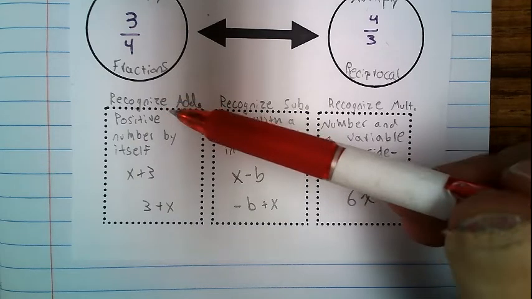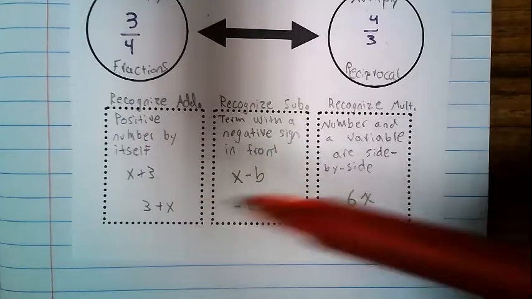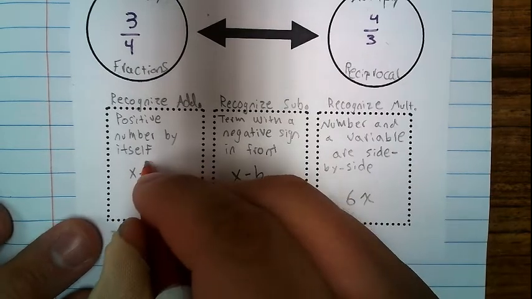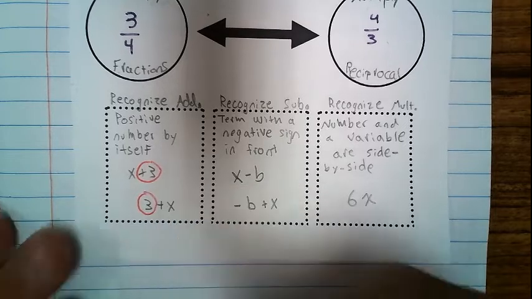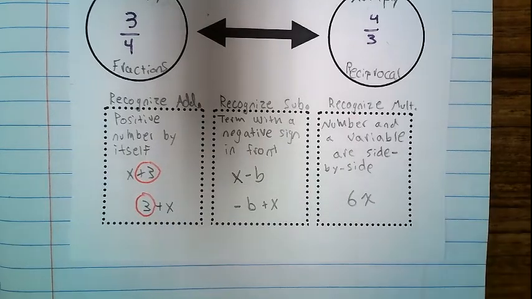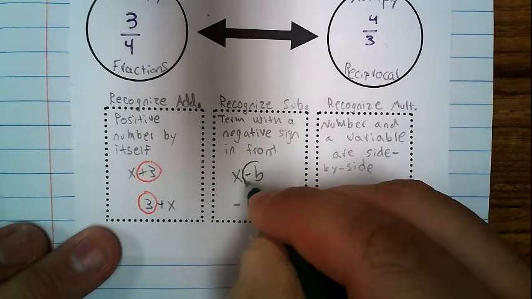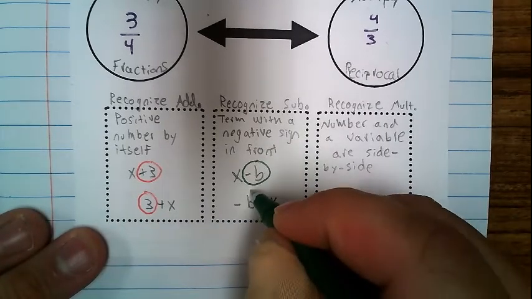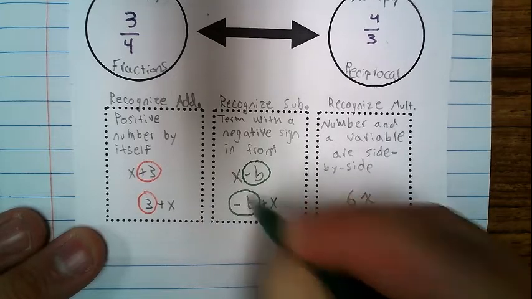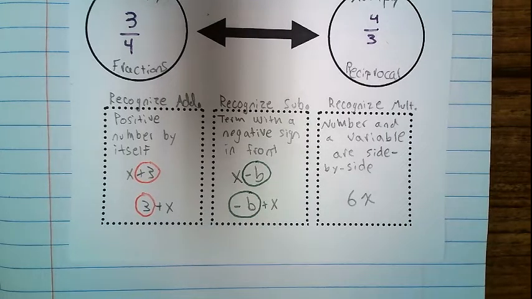When you have addition, you're going to see a positive number by itself. For example, this 3 is positive, as the plus symbol, and also if it's written this way, the 3 is also positive. Recognizing subtraction, when you have a term with a negative sign in front, like this negative b here, b could be any number like x minus 3, x minus 4, or the negative could be right here. So both of those mean you're subtracting.